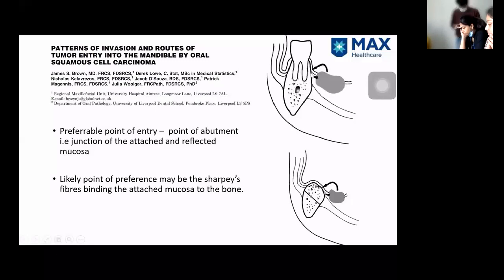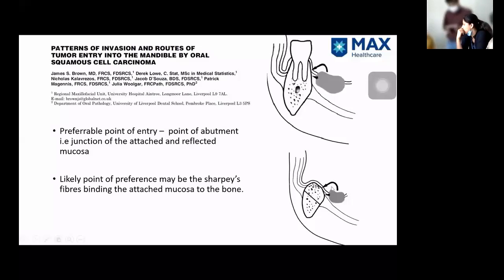So in a normal dentate mandible, the most common site of invasion into the mandible is the point of abutment. That is where the mucosa is reflected onto the mandible. So there's a normal mucosa. This is the point where it is getting reflected. This is called the point of abutment, and this is the commonest site from where the tumor can enter. It can enter through Sharpey's fibers, which are present there.